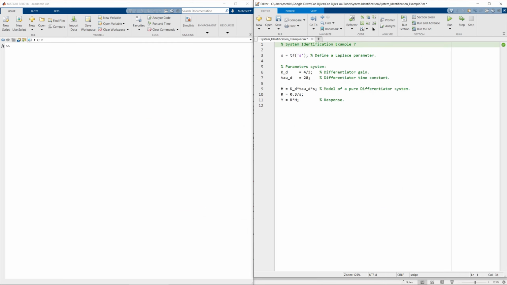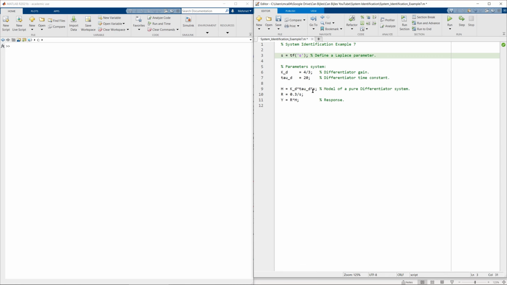So this is the Matlab simulation for this example number 7. I have already prepared the system identification example number 7. Again, I defined a Laplace parameter. These are the parameters for our system: differentiator gain kd and differentiator time constant tau d. We have discussed this. It is 4/3 for kd and a tau of 20 seconds.